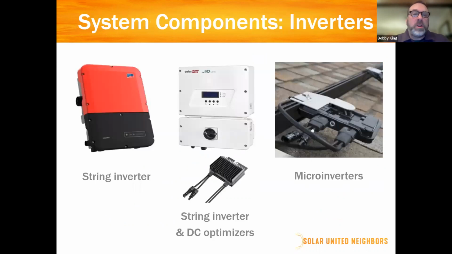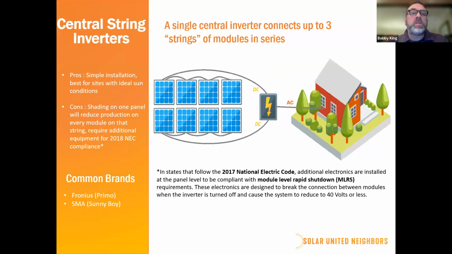The next is the inverter, and that's what will take the direct current that's produced by the panel and turn it into alternating current. There are two basic kinds. There's a string inverter, where all the panels would be wired to that one inverter, and that inverter would then feed into your electric panel in your home. Microinverters are inverters that go on each panel, and then there is kind of a combination of a string inverter and a DC optimizer. The next slides will explain a little bit more of the pros and cons of those.